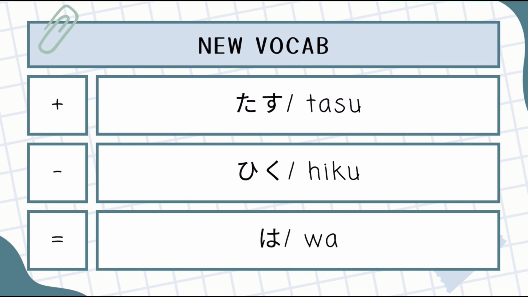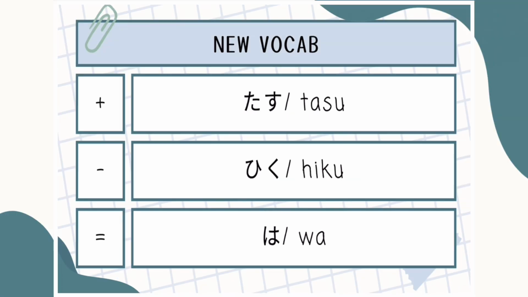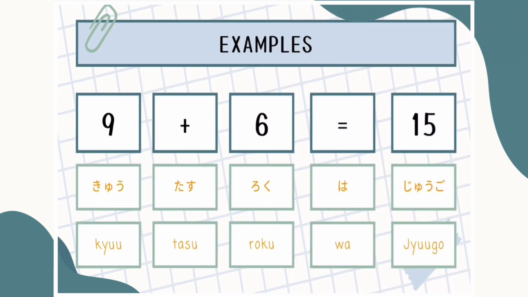Okay, so personally, I find it easier to learn things when given a practical use. So we're also going to throw in 3 new words. We're going to throw in tasu, which is plus, hiku, which is minus, and wa, which is equals. So tasu, plus, hiku, minus, wa, equals. Let's look at some examples.